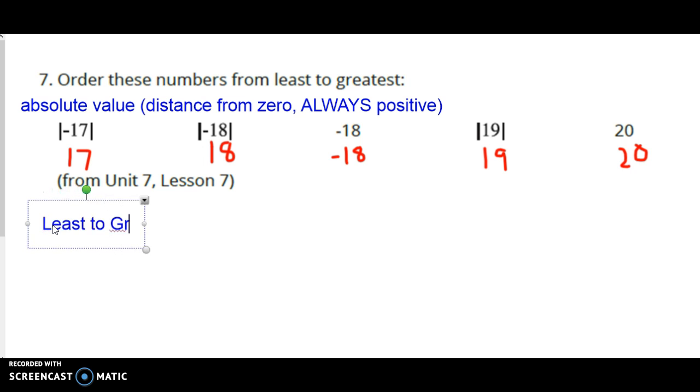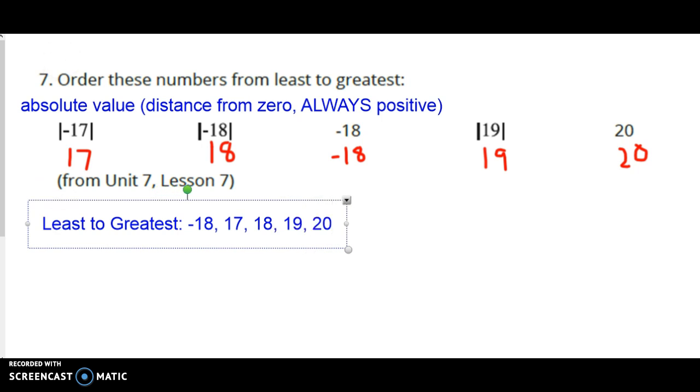So let's say down here, least to greatest. I'm looking for my negative numbers first. I only have one, it's negative 18, so that's certainly the least. Then as I think about my number line and I work my way to 0 and beyond, my next least number is 17, followed by 18, 19, and then 20.